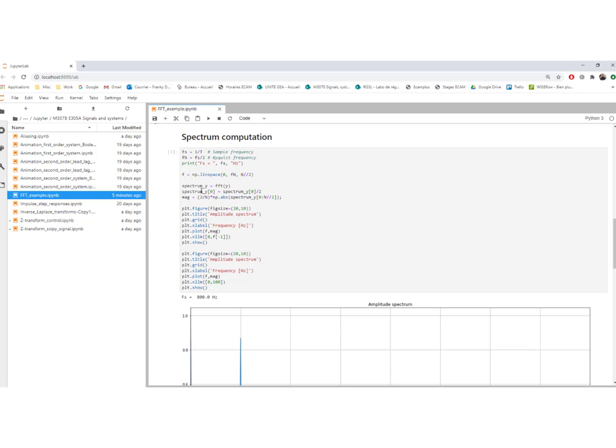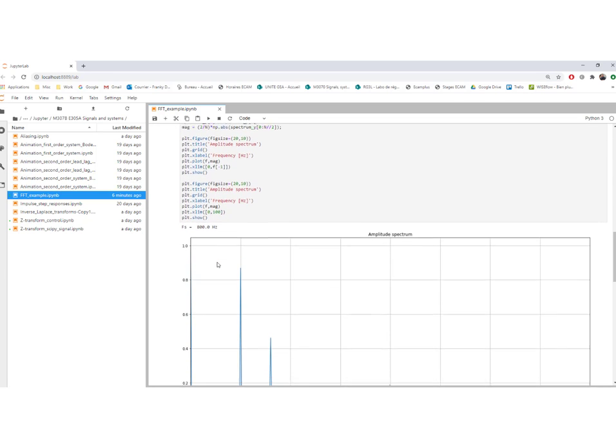2 over n is the normalization that we've considered. Remember that the zero frequency does not have to be multiplied by 2. So this is why we divide by 2 prior to multiplication by 2 over n. Remember that in Python, we start the index at 0 and not at 1. And then of course you can plot the amplitude spectrum.